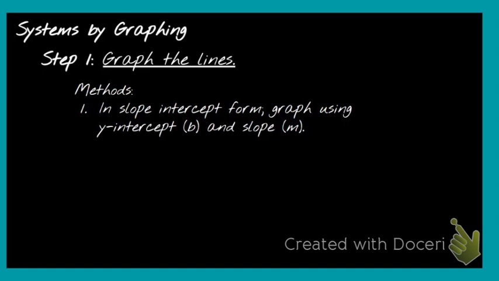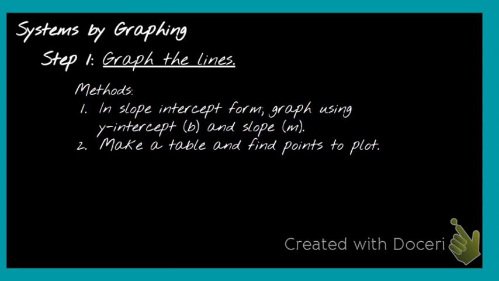The second method is that we can have a set of points, or we can make tables for each equation, plot those points, and then see where they cross. Whatever method you choose is your choice, but the most common one is the first one, where we use slope, rise over run, and our y-intercept, which is our b.